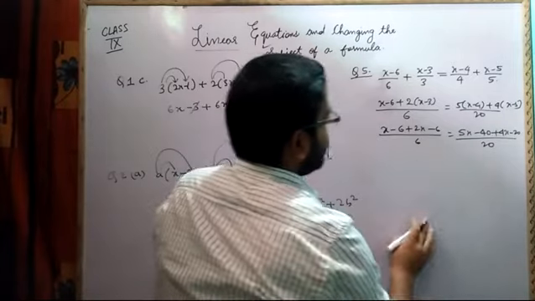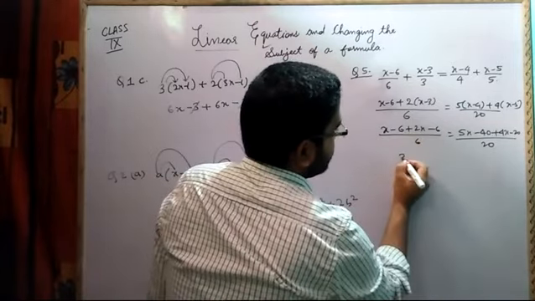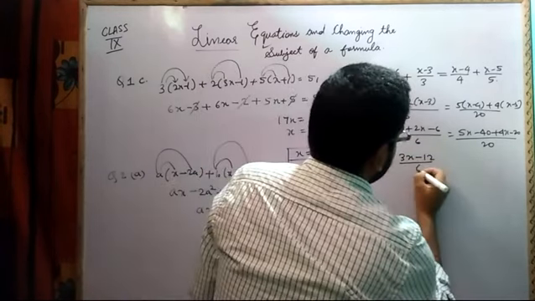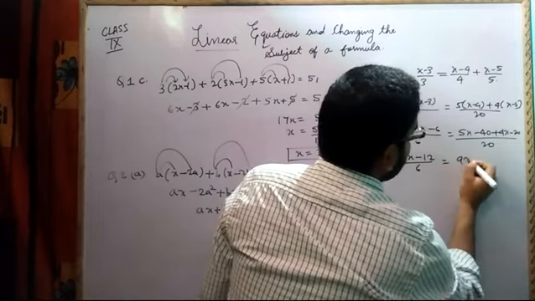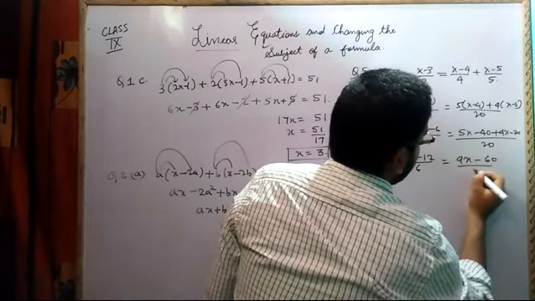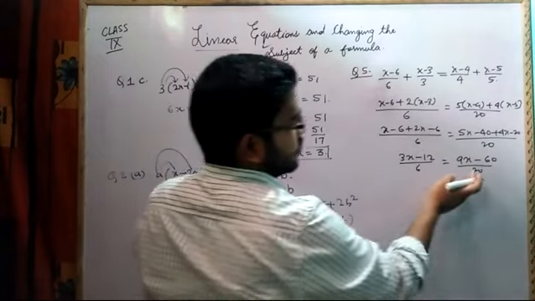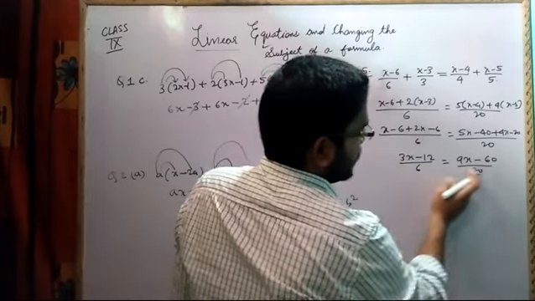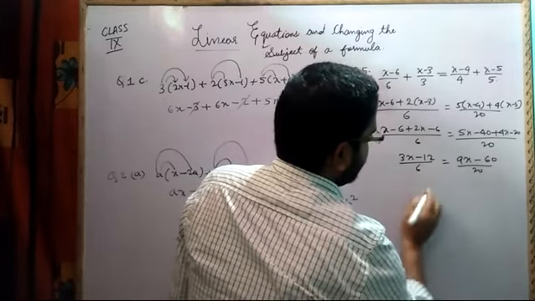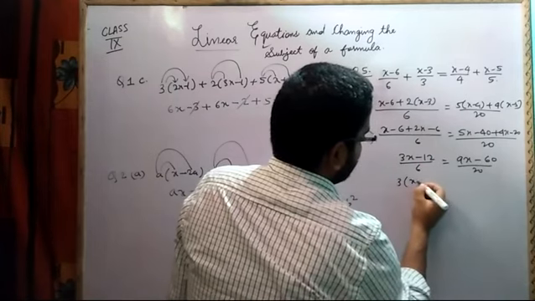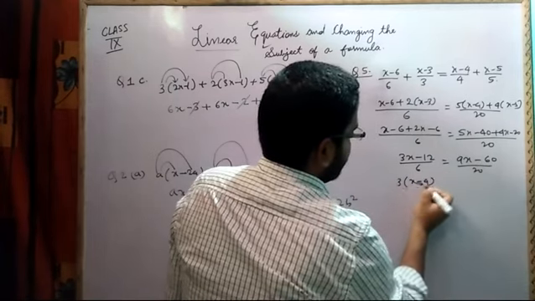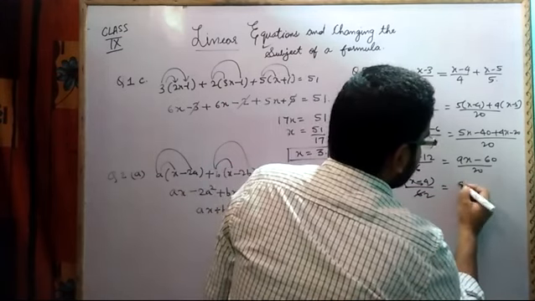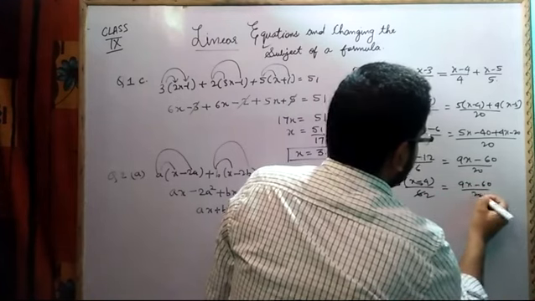Okay. Now you see x plus 2x, 3x minus 12 by 6 is equal to 5x plus 4x, 9x minus 60 by 20. Now what we have to do? We can do cross multiplication, or before this we can take out 3 common. So 3 common, so x minus 4 by 6, since 3 2s are 6, is equal to 9x minus 60 by 20.